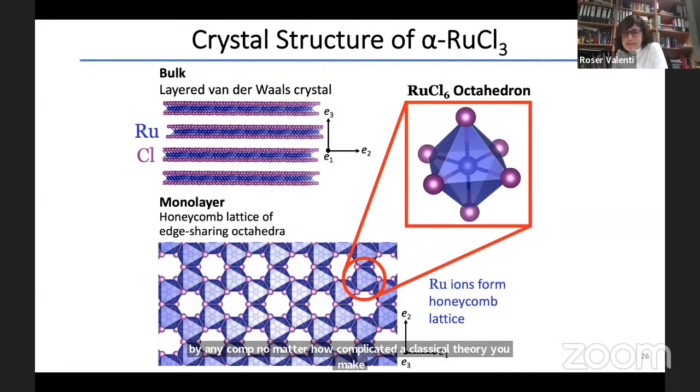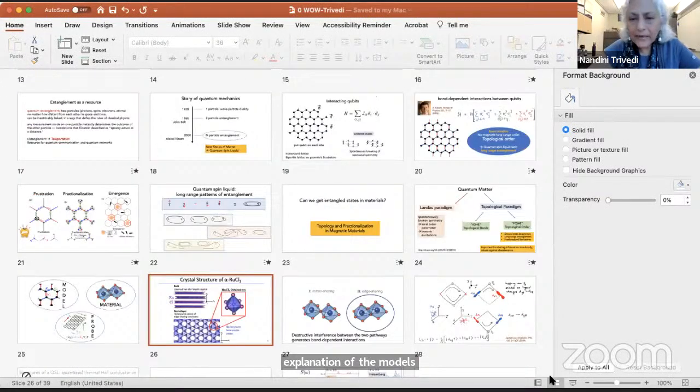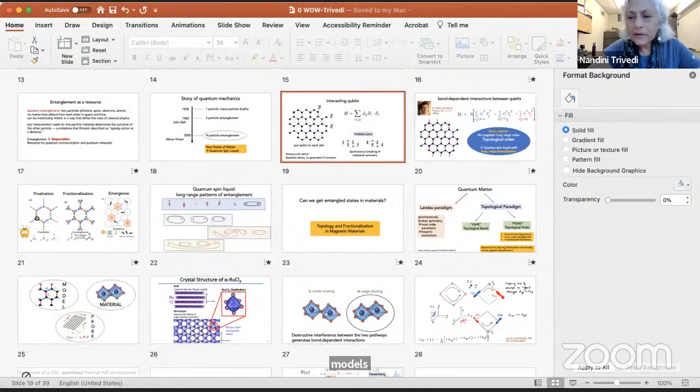Thank you very much. There is a question by Lisa, and she's asking, could you explain the measurements made to obtain the graphs with the different modes a bit more? What do the J and K parameters mean in your explanation of the models? Okay, let me quickly go to this one.